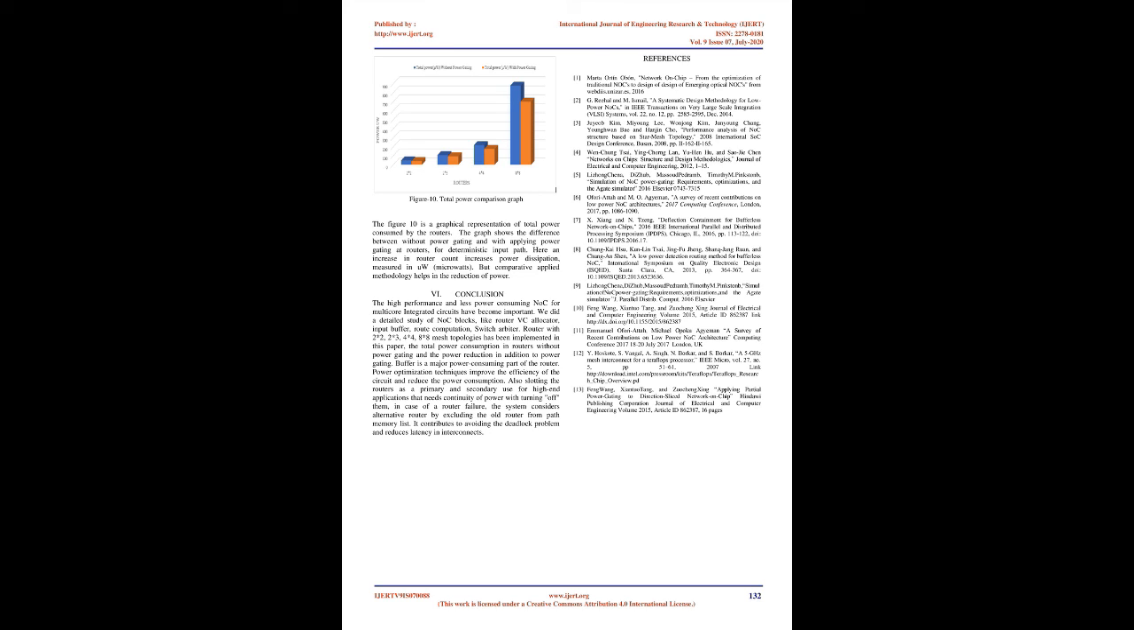6. Conclusion. High performance and low power consuming NoC for multi-core integrated circuits have become important. We did a detailed study of NoC blocks, like the router VC allocator, input buffer, route computation, and switch arbiter. Routers with 2x2, 2x3, 4x4, 8x8 mesh topologies have been implemented in this paper. The total power consumption in routers without power gating and the power reduction with power gating were measured. Buffer is a major power consuming part of the router. Power optimization techniques improve the efficiency of the circuit and reduce the power consumption.